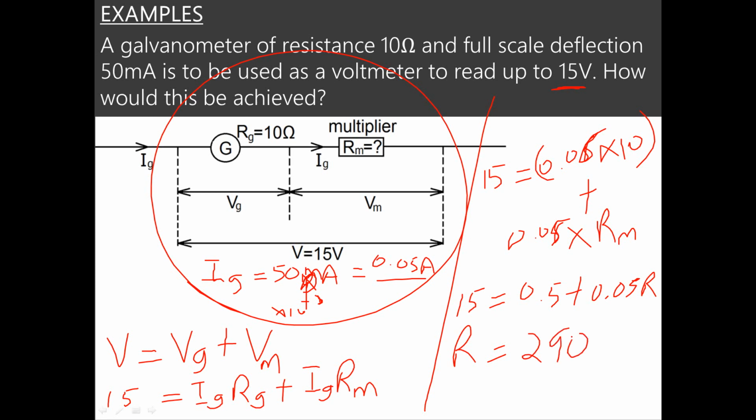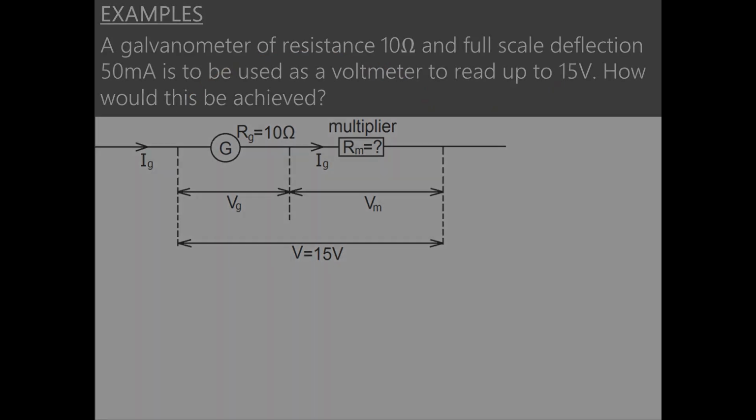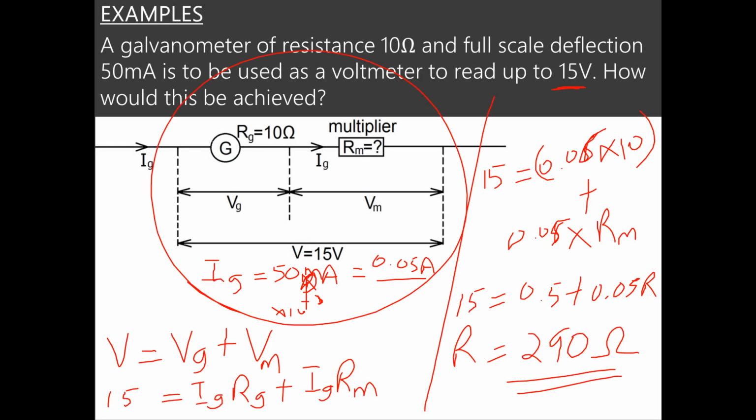I'm getting 290 ohms. 290. Please compare with my answer, and probably I may also make a mistake. I'm a human being, so please compare. Now the question was, one more time, how would this be achieved?